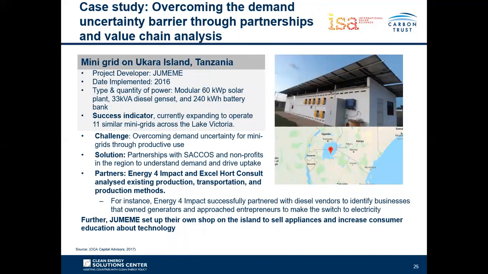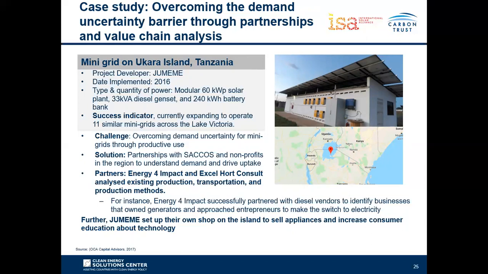Another mini-grid example based in Ukara Island in Tanzania. The project developer installed a mini-grid on a previously unelectrified community. The mini-grid was a 60 kilowatt solar plant with 33 kilowatts of diesel generation, all tied to a 240 kilowatt hour battery bank, meaning that the electricity should be provided throughout the day and it should be of a decent quality for use for productive purposes.